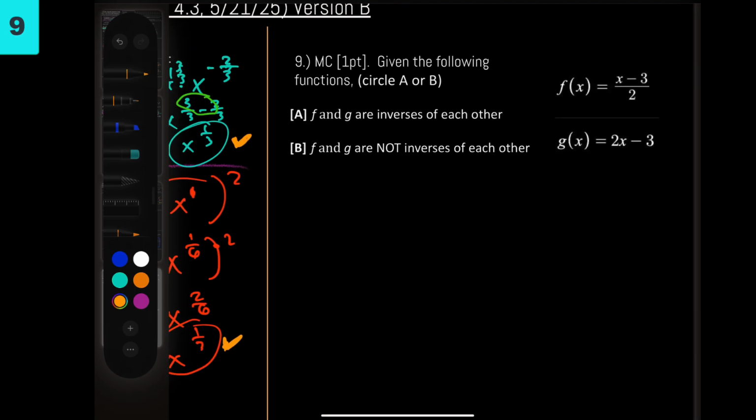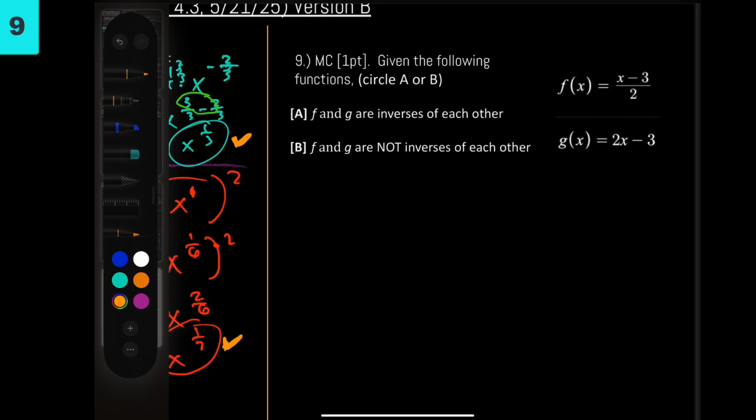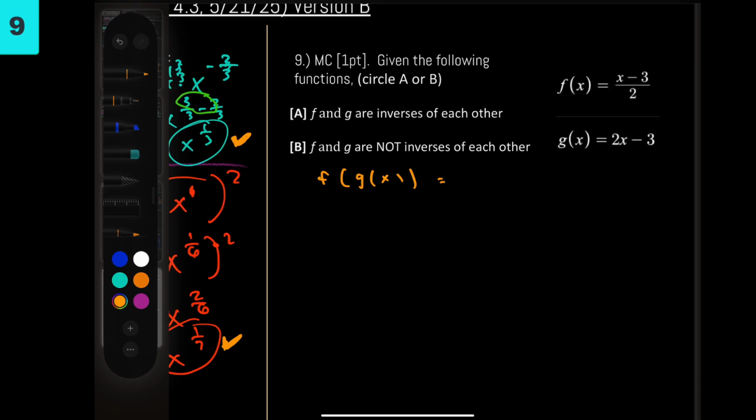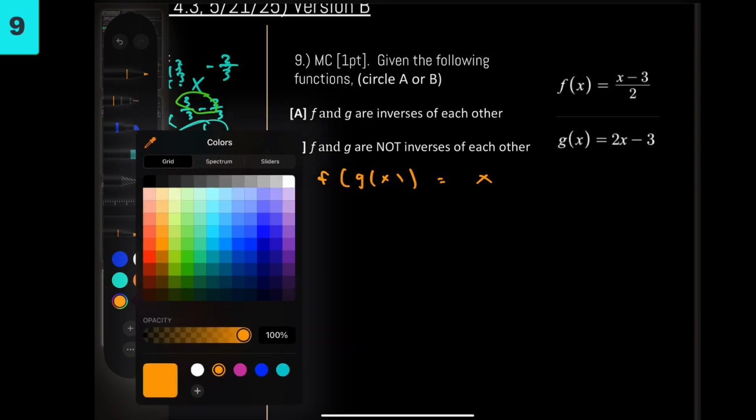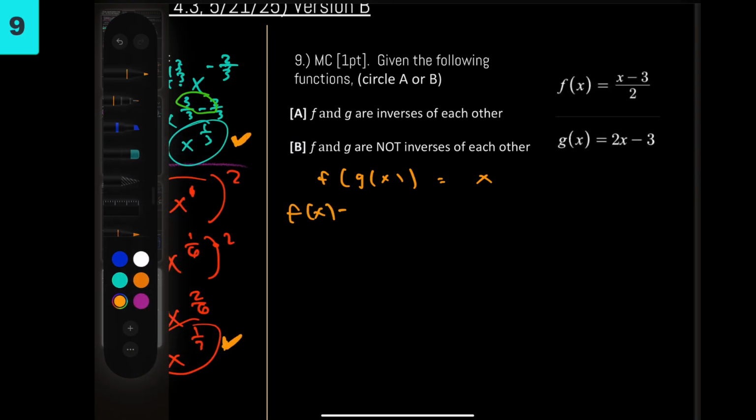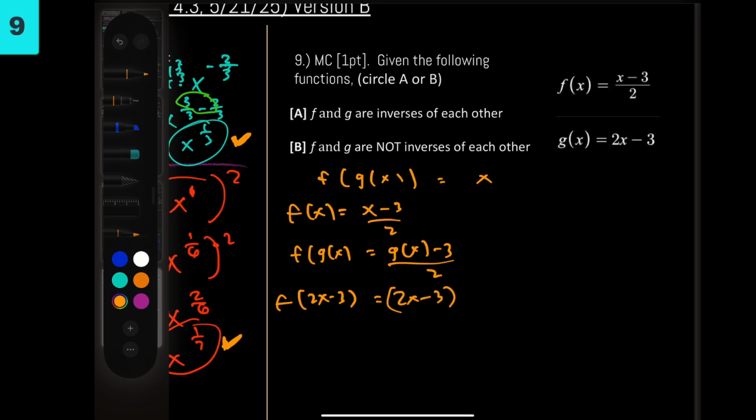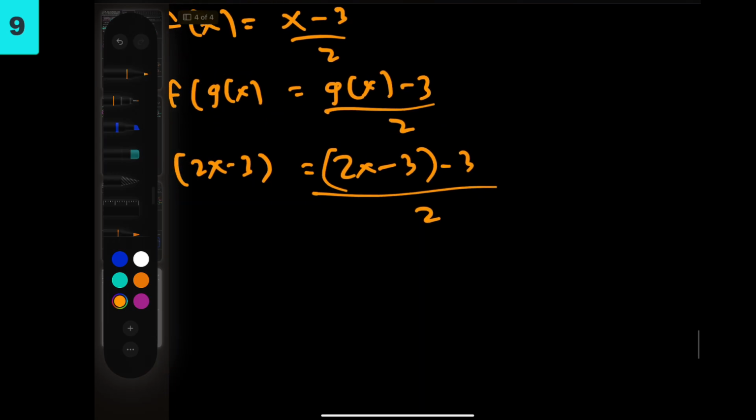Okay, number 9. You're given these 2 functions, and basically what we have to do is we have to test 2 things. I want to know if this equals to an x. Okay, so let's put an f first. F of x equals x minus 3/2. Then every x value we're putting in g. And instead of g, we're going to write 2x minus 3. And all we have to do here is just simplify.